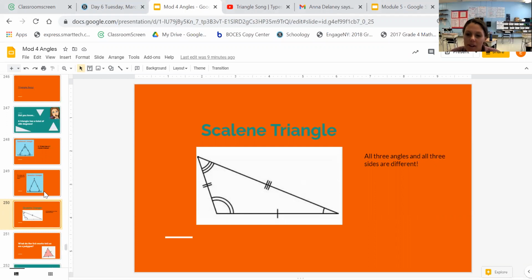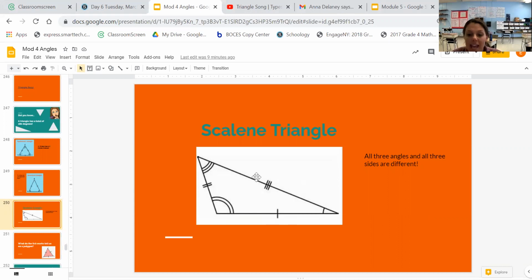So a scalene triangle has all 3 sides different or unequal, and all 3 angles different or unequal. So notice those tick marks we were talking about. This side only has 1, this side has 2, and this one has 3. They're all different symbols because each side is different.